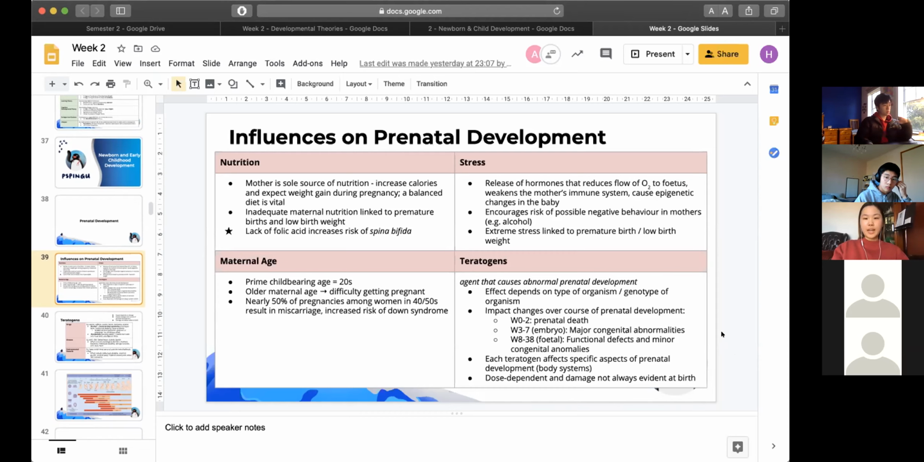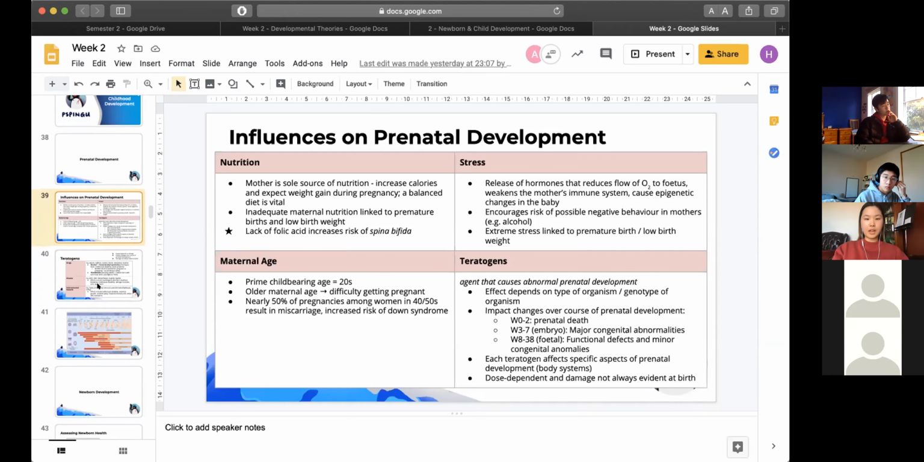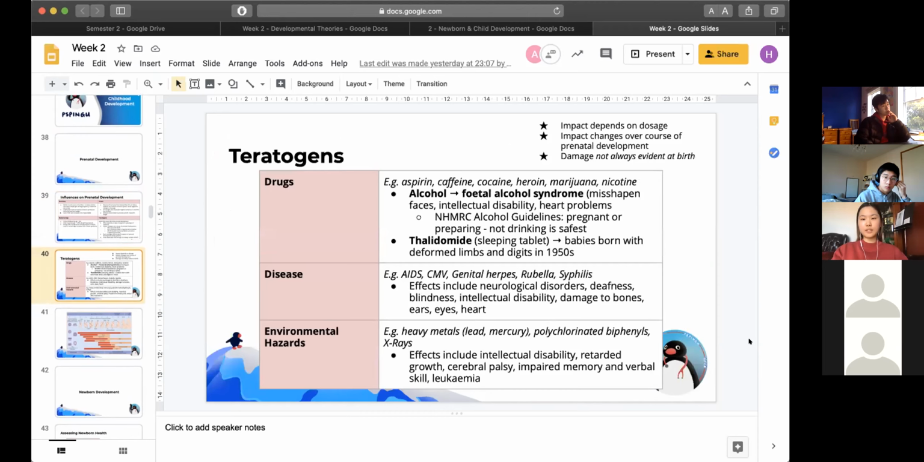And then we have teratogens, and basically these are agents that cause abnormal prenatal development. So the effect will depend on the type of organism, but there's only one organism that we're talking about right now, which is fetus, like us. So the impact will change over the course of prenatal development. So these are the teratogens that will get discussed.